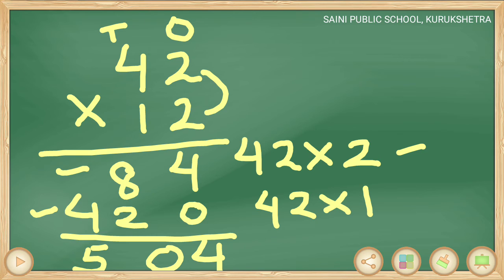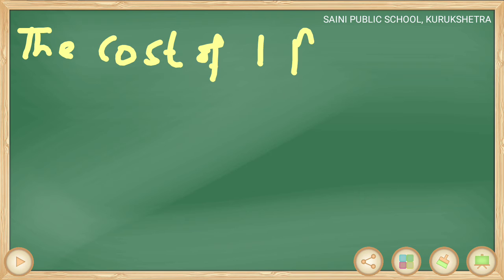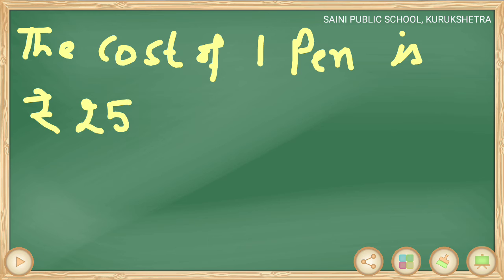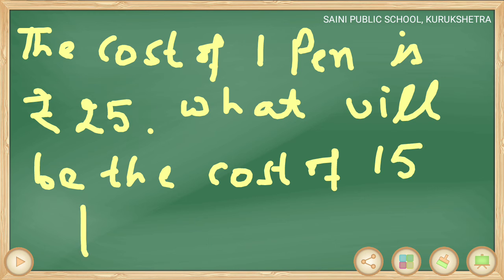Now let us discuss another example. Suppose the cost of 1 pen is given to you. The cost of 1 pen is rupees 25, and you have to find out the cost of 15 such pens. The question is, the cost of 1 pen is given to you, that is 25, and you have to find the cost of 15 such pens.